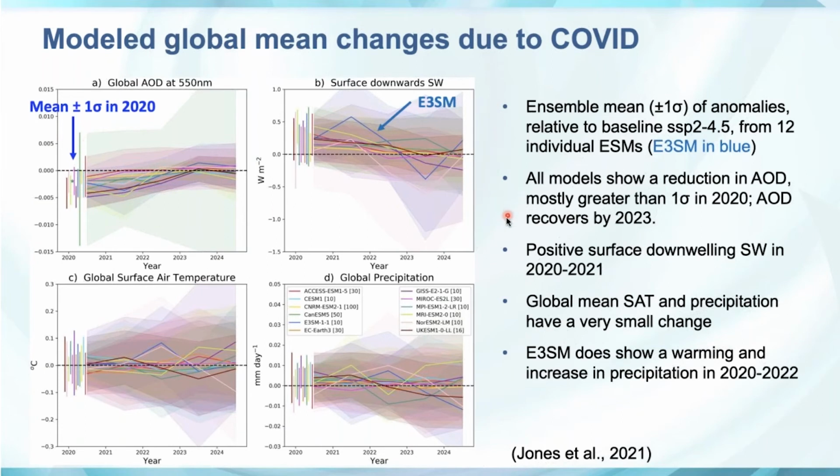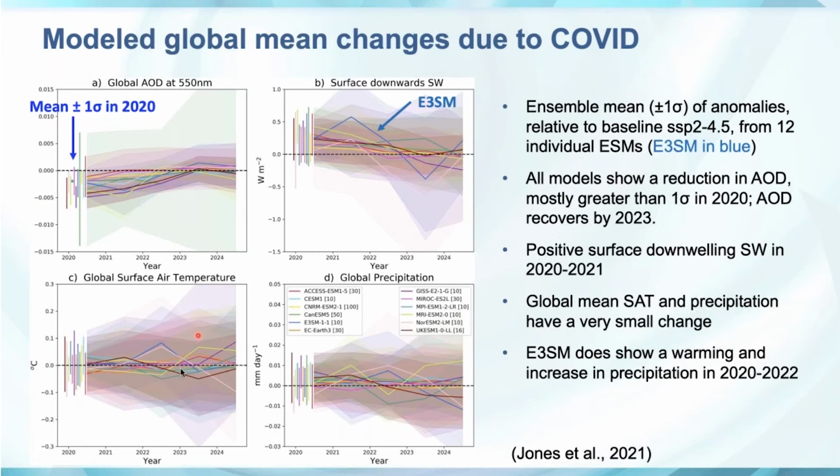So all the models show a reduction in AOD, mostly greater than 1 standard deviation in year 2020. It also shows that the AOD recovers by 2023. That's basically consistent with the prescribed emission reductions. And if you look at the surface downwelling shortwave radiation, there is some positive forcing at the surface in 2020 to 2021, and then it starts to decrease, changing to negative in some models.